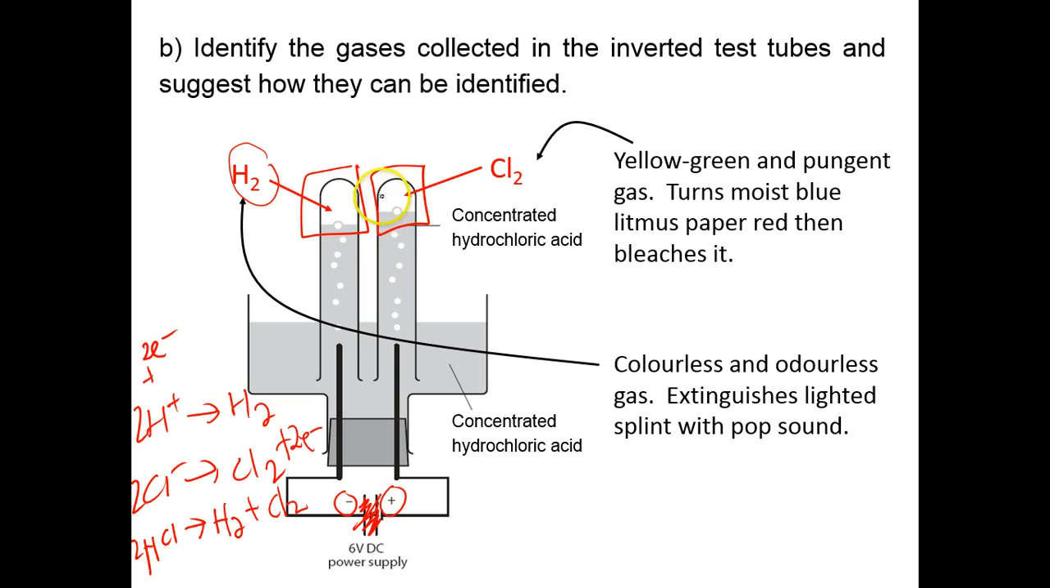So as a result, because it dissolves, there's less gas, and the water level will be a bit higher. Take note, sometimes the questions will ask you to draw in the water levels for the electrolytic cell. So if it's a gas which is soluble in water and you know that it is a 1:1 ratio, make sure that you draw the water level a bit higher for the gas which is soluble in water. Alright?